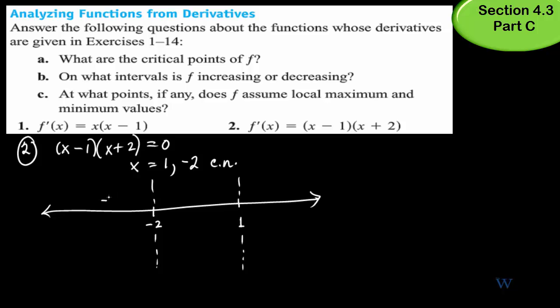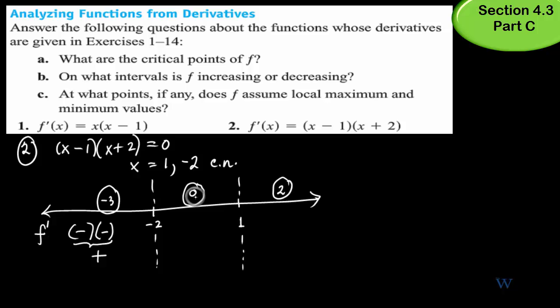Take a test point. Let's say negative 3 is our test point. Here it's 0, our convenient 0. And then here, let's plug in 3 or 2. How about 2? Take the first derivative that we have and plug in your test point. Negative 3 minus 1 is negative. Negative 3 plus 2 is negative. Multiply the two together and you have a positive. So that's the sign of the first derivative.